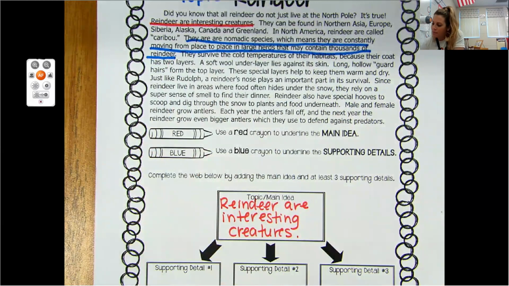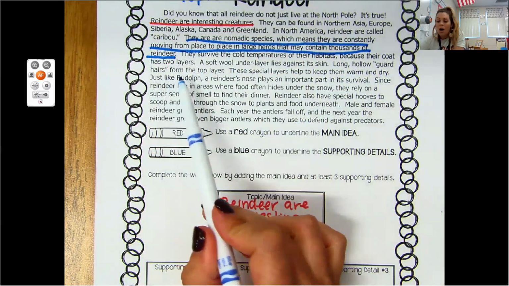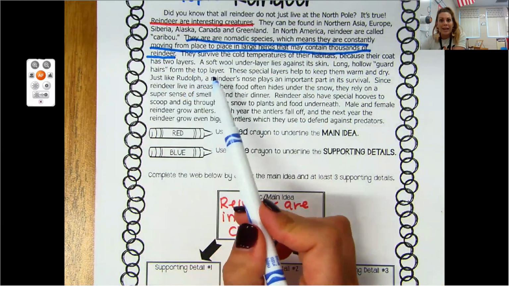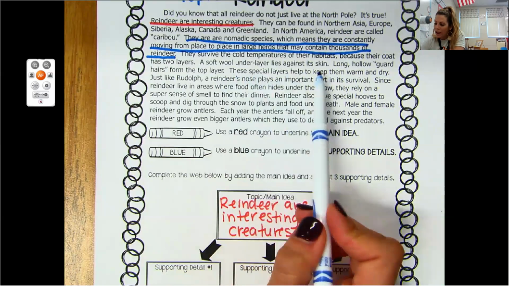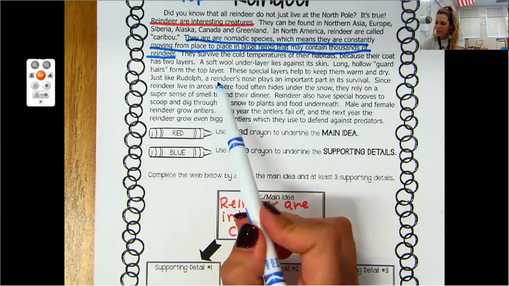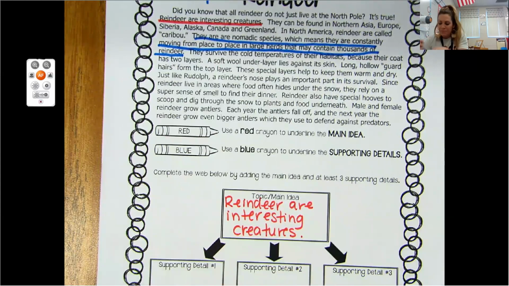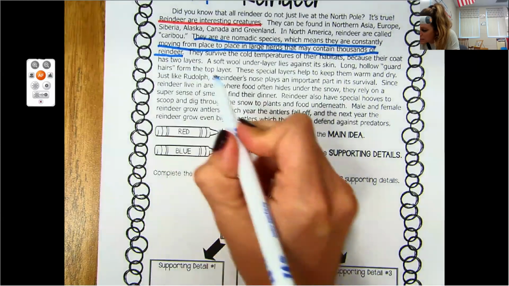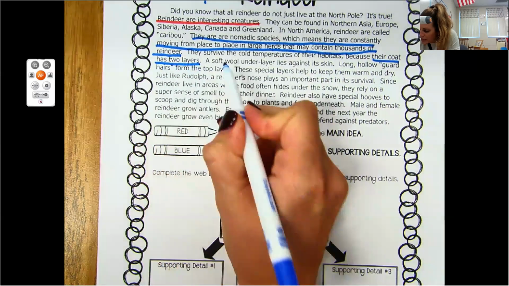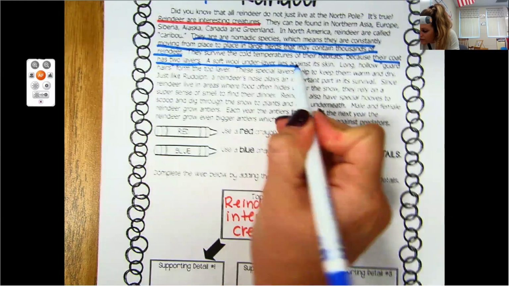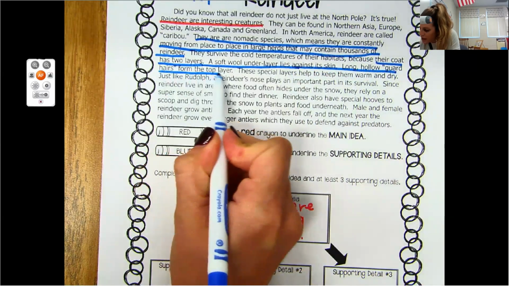Okay, let's see. They survive the cold temperatures of their habitat because their coat has 2 layers. Is that interesting? Yeah, they have a wool layer and then they have that top layer with those hollow hairs. Remember, hollow is kind of like a noodle. So let's see. Their coat has 2 layers. And we could say a soft wool layer. And long hollow guard hairs form the top layer.